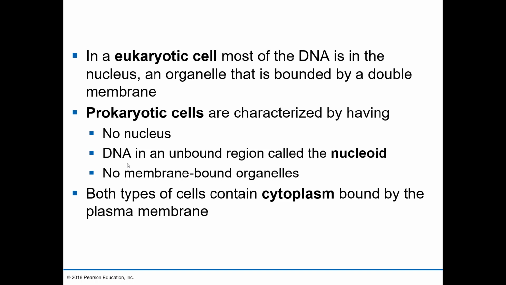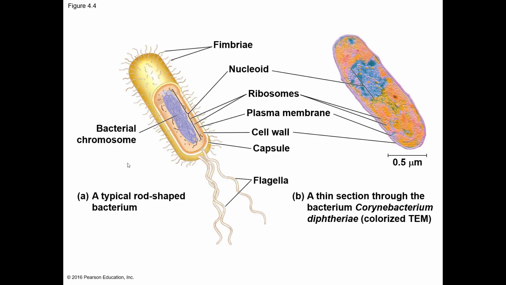Both prokaryotic and eukaryotic cells will have the cytoplasm, and around it also the plasma membrane. So that's a really good test question or quiz question. What are two components of cells that both eukaryotic and prokaryotic cells have? Cytoplasm and plasma membrane, and DNA would be another one. And then know the differences between eukaryotic and prokaryotic cells as well.